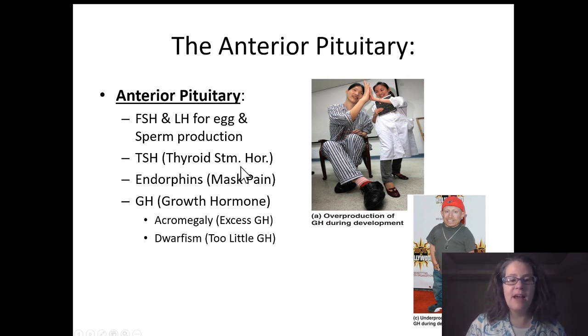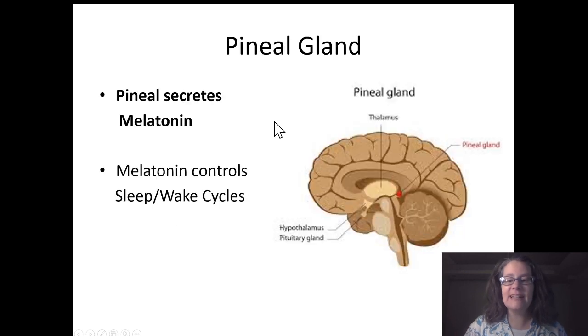And then there are a few forms of shortened stature that occur because of this limit in growth hormone. All right, if we go from the pituitary, the last gland in the brain that I want to mention is the pineal gland. The pineal gland secretes a hormone called melatonin, and melatonin controls your sleep and wake cycles. Hormones control a lot of different things in your body. But melatonin wakes us up in the morning and puts us to bed at night. We typically secrete a lot of it at night, and it helps control the patterns of sleep that we have.